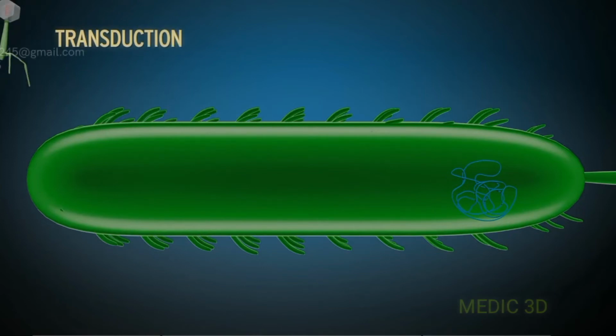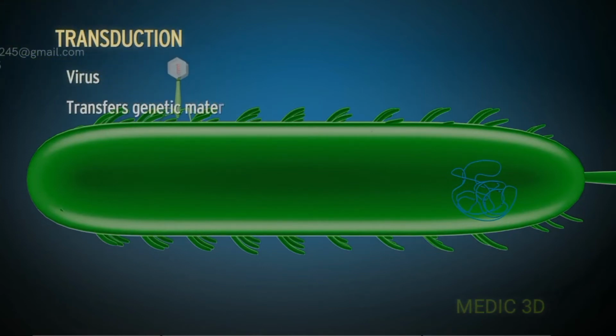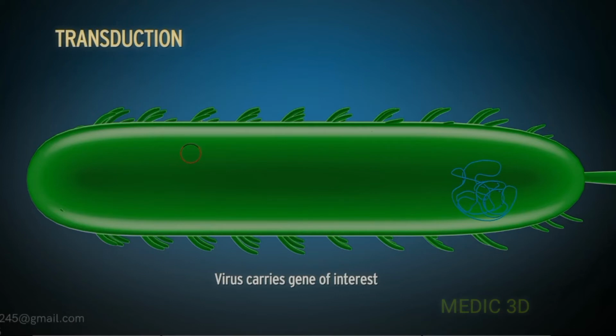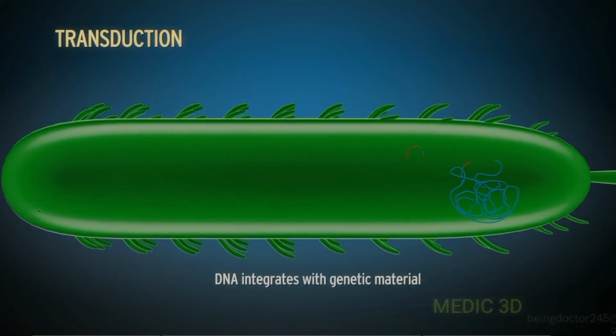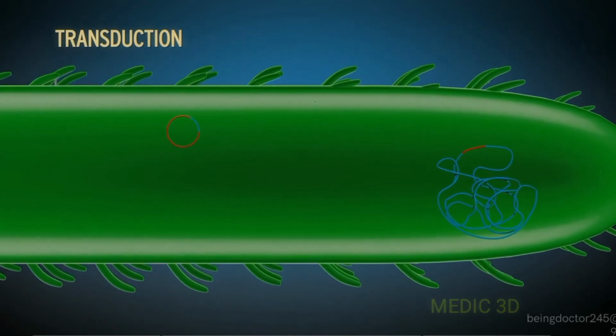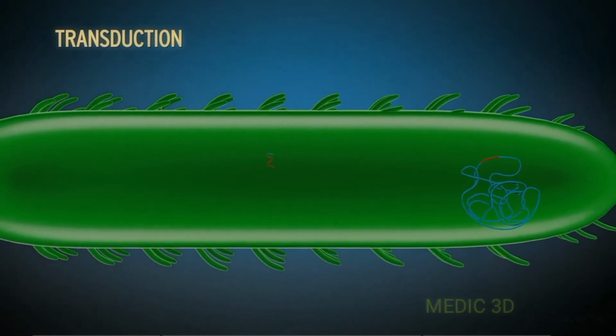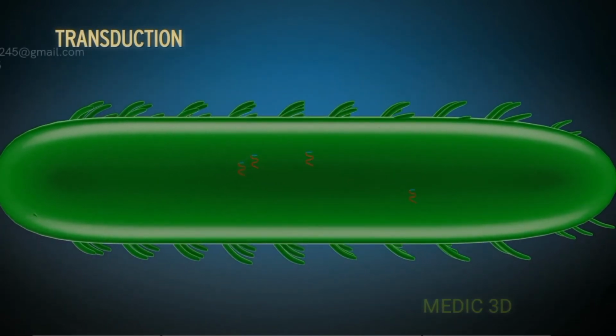Transduction. A virus can be used to transfer the genetic material to a bacterial cell. Bacteriophages are viruses that infect bacteria. The virus carries the gene of interest and injects it into a bacterial cell. This DNA then integrates with the genetic material of the bacteria and replicates it as its own.